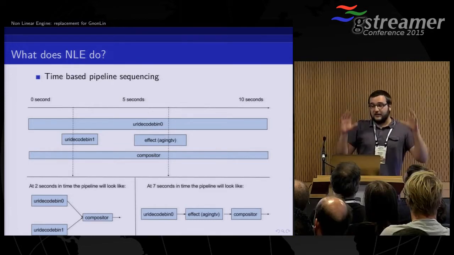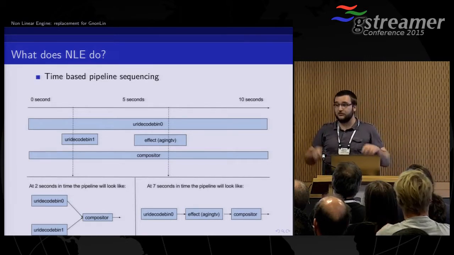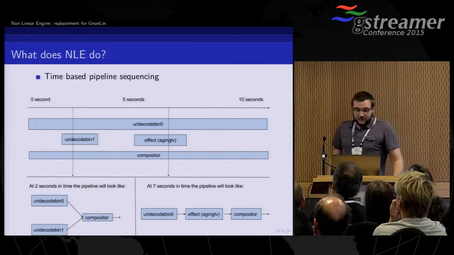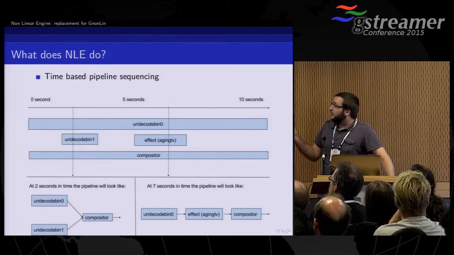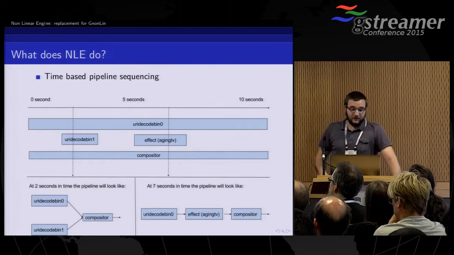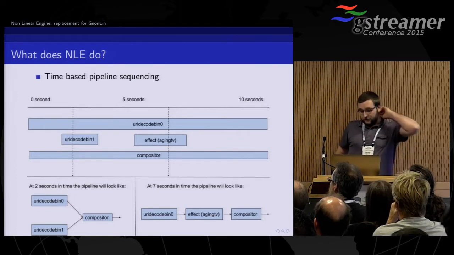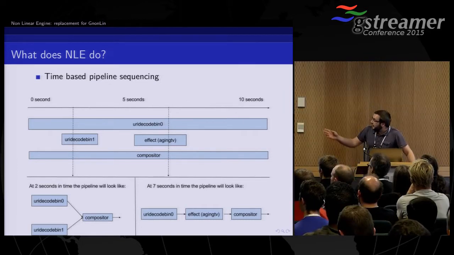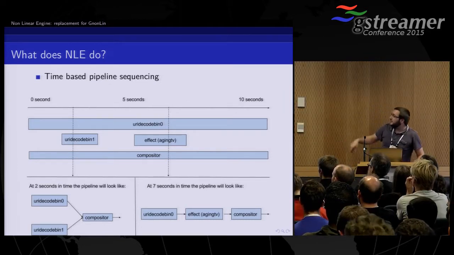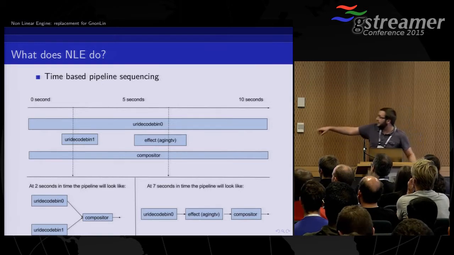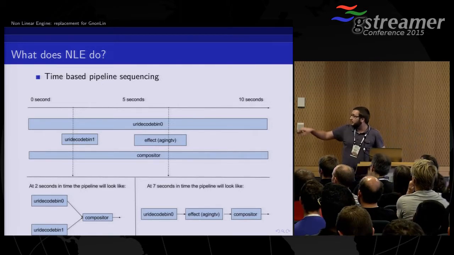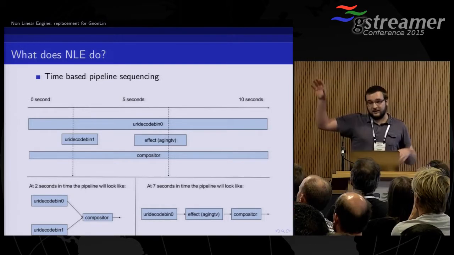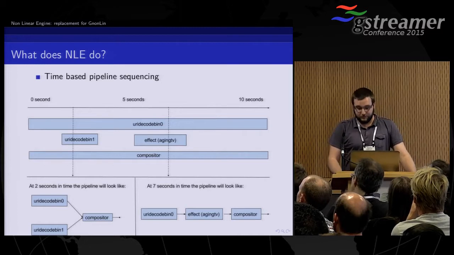And what the NLE composition will do is to build the pipeline on the fly at the time it has to build it. So for example, at 2 seconds, it would build a simple pipeline with the two decoders linked to the compositor. And then at 7 seconds, it will build a pipeline with an effect, which is an operation, and it will build the video, the effect, the compositor, and then it will get outside of the composition.